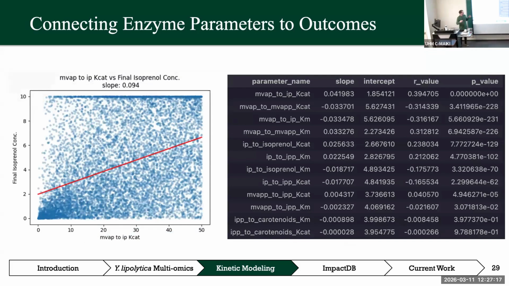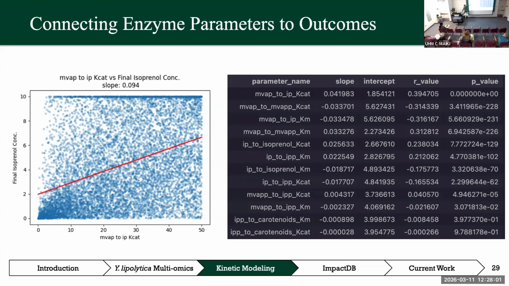It's very noisy data, clearly, but we do see, so this is the mevalonate phosphate MVAP to IP reaction, also known as phosphomevalonate decarboxylase. And we see that this reaction has the largest slope. So depending on what value you use for kcat, we do see a correlation with the final amount of isoprenyl. And even though it is very noisy, the p-value is very small, less than 10 to the minus 228.